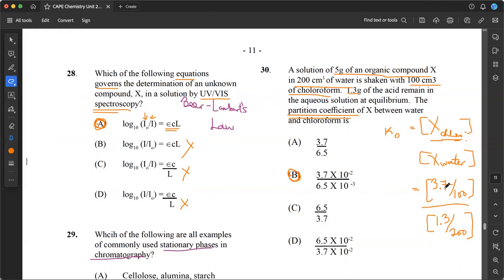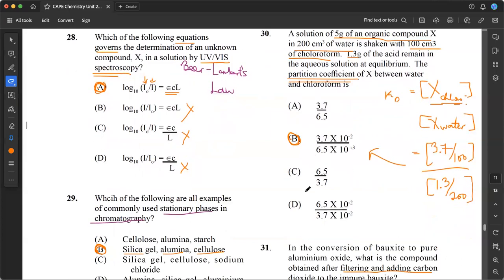And so we see that here, there's 3.7 divided by 100. So that's 3.7 times 10 to the minus 2 effectively. And then down here, if we divide the 1.3 by 2, if we multiply by 10, we end up with 13. Divide that by 2, we end up with 6.5. And so we get 6.5 times 10 to the negative 3 for the bottom portion, okay? So this is our answer here for this one. So 30 is B, okay?